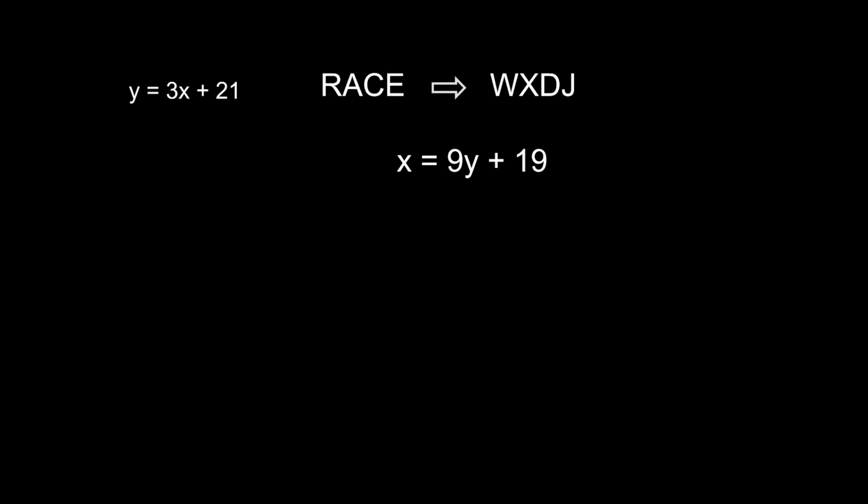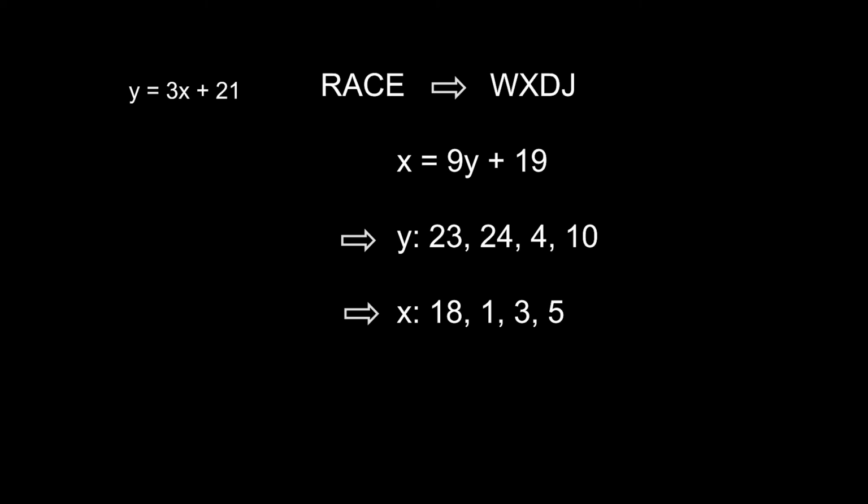So if you receive a message in code, for example, I used RACE earlier, which was WXDJ, or according to the correspondence with the numbers, this would be 23, 24, 4, and 10. If you take these four numbers and plug them in as y values, if your algebra is correct, you should retrieve 18, 1, 3, and 5. And the corresponding letters would be R, A, C, and E. So you get back correctly the message RACE.